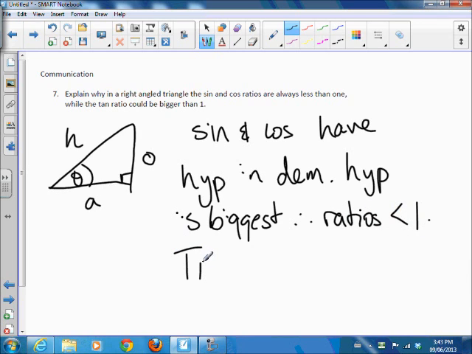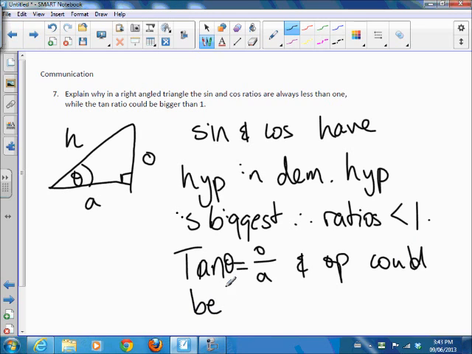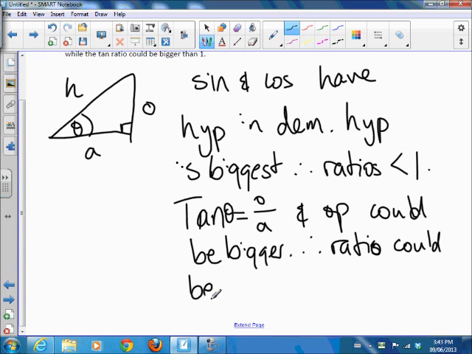In tan, we have opposite over adjacent, and opposite could be bigger. Right? Therefore, the ratio could be greater than 1. Okay? So that's it.